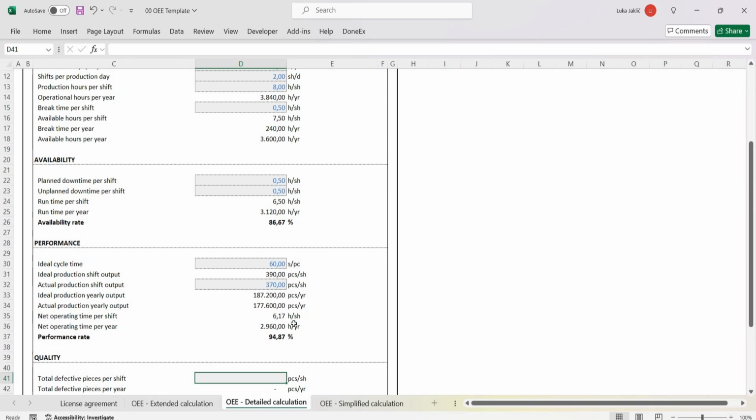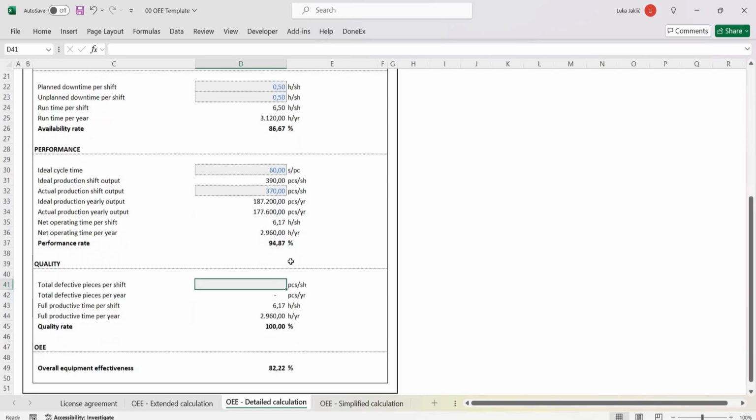The net operating time per shift, after accounting for performance, is 6.17 hours. The net operating time, calculated by subtracting the time lost due to performance issues such as minor stoppages or slow cycle times from the total runtime, amounts to 2,960 hours annually. The performance rate is then determined by dividing the actual production shift output by the ideal production shift output and multiplying the result by 100. This calculation yields a performance rate of 94.87%, reflecting the impact of performance losses.